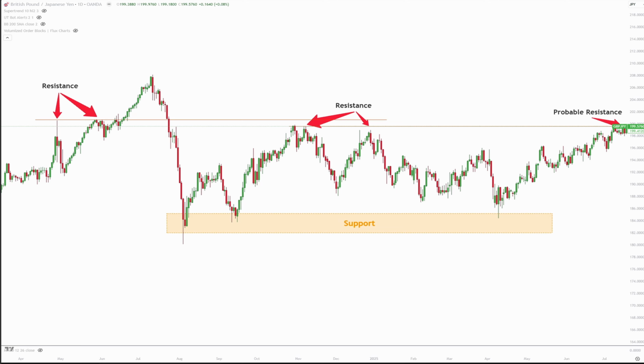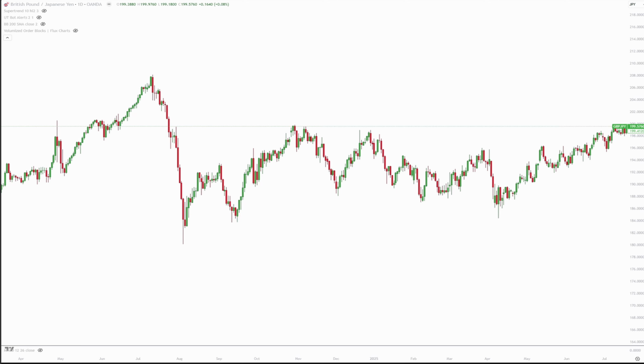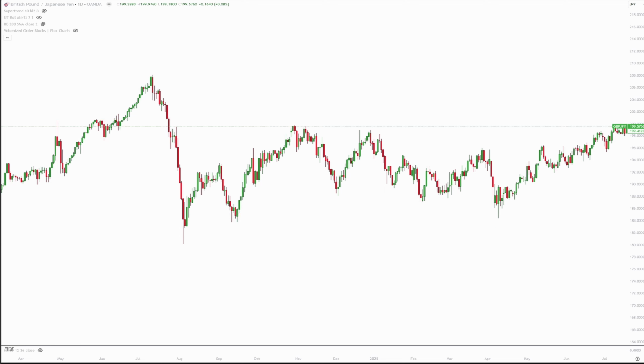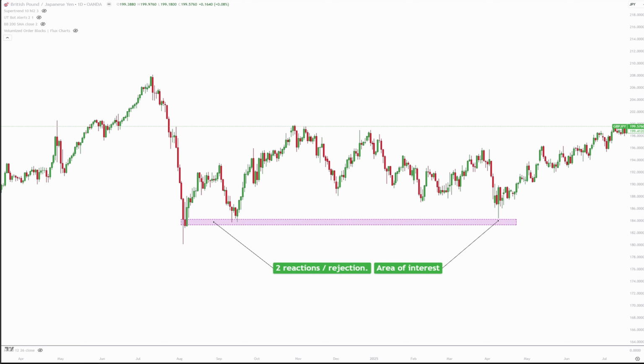I zoom out to a higher time frame, like the daily chart. I use the horizontal line tool to mark the price levels where price reversed multiple times. I also mark imbalance areas. These are gaps where price moved very quickly, leaving no structure. I do this because these areas are where the market is most likely to react again. Once these levels are drawn, I'll refine them on smaller time frames.